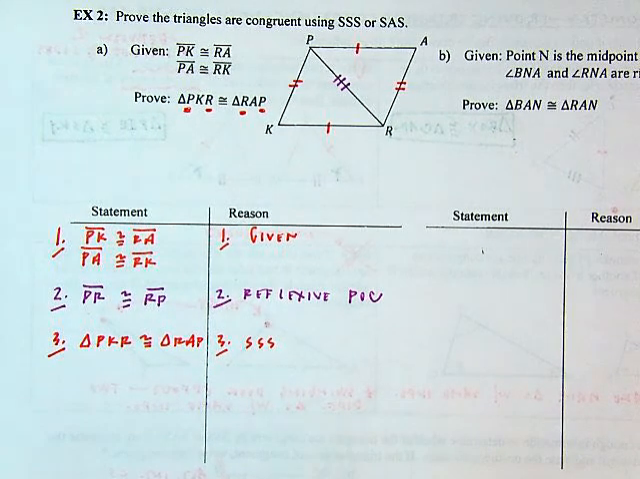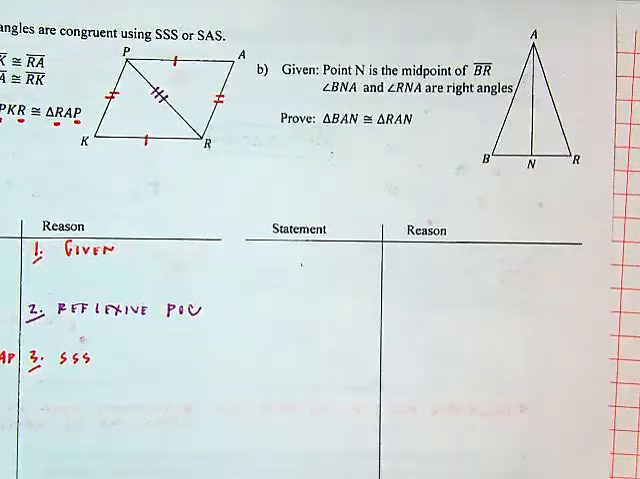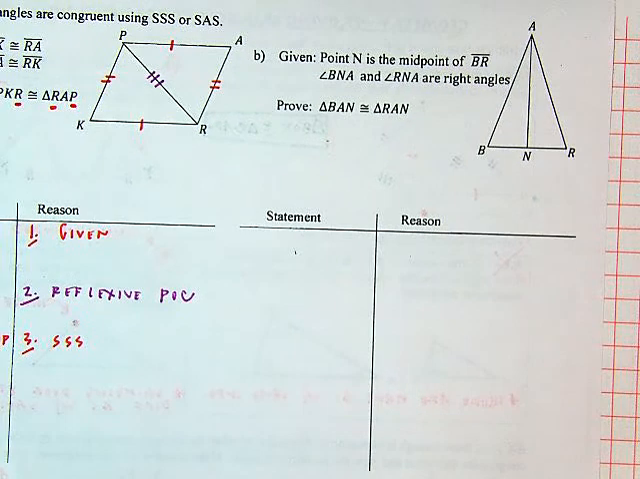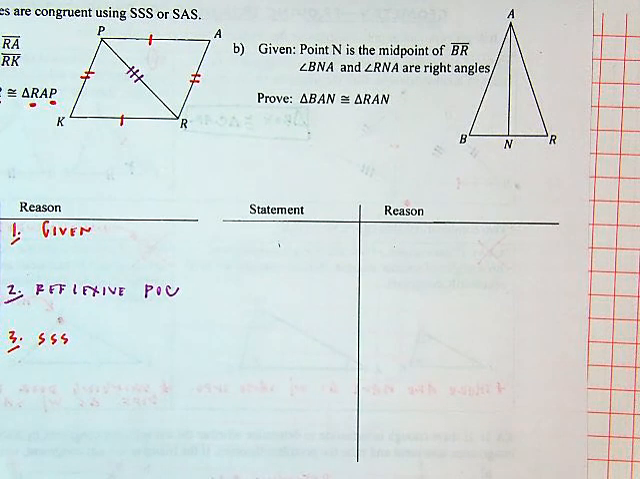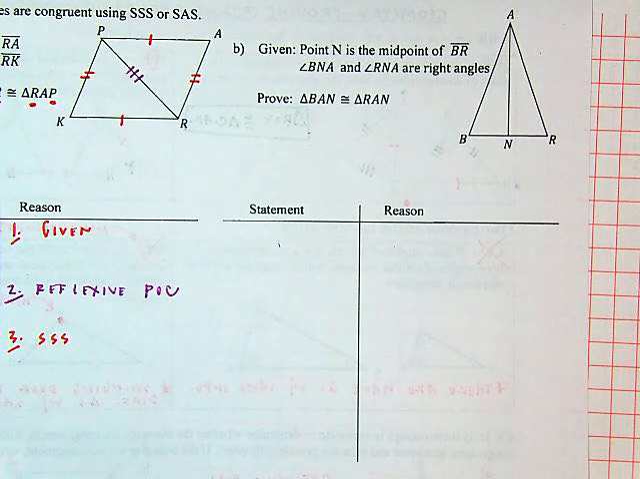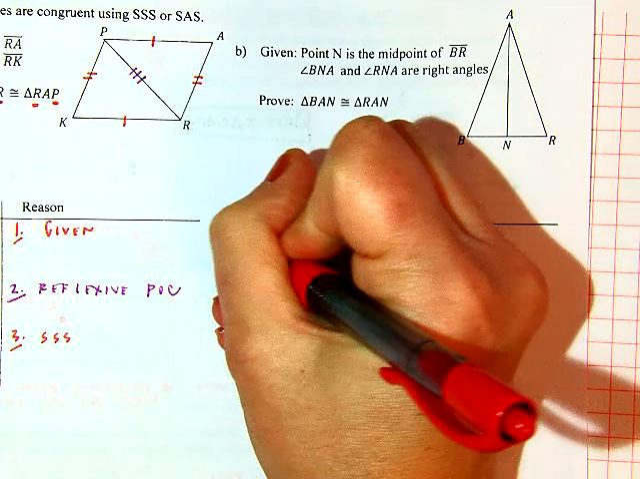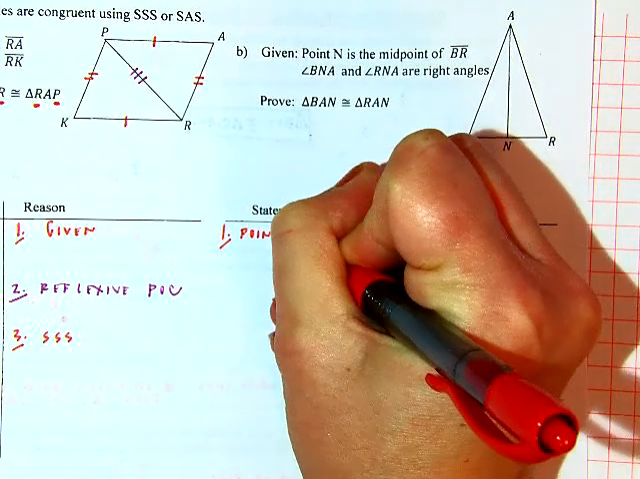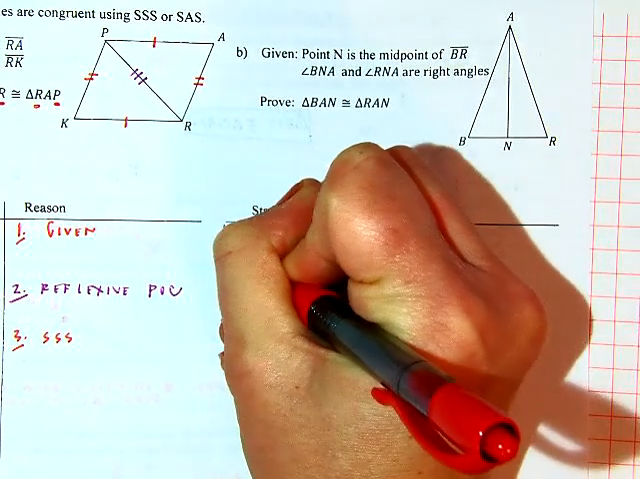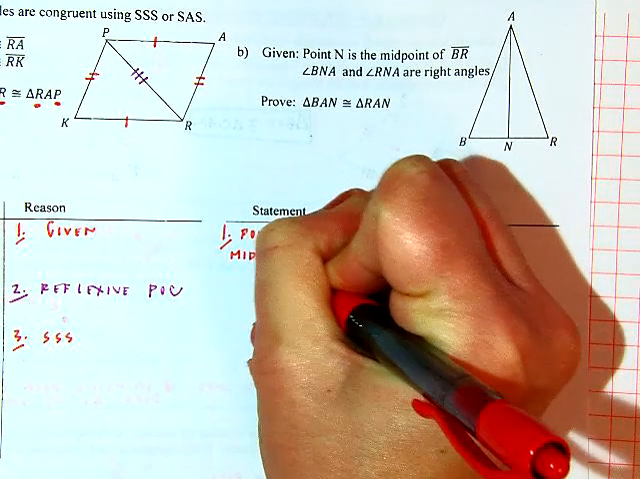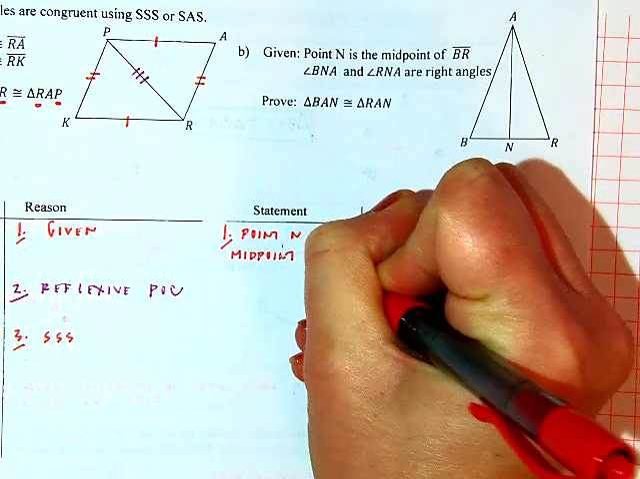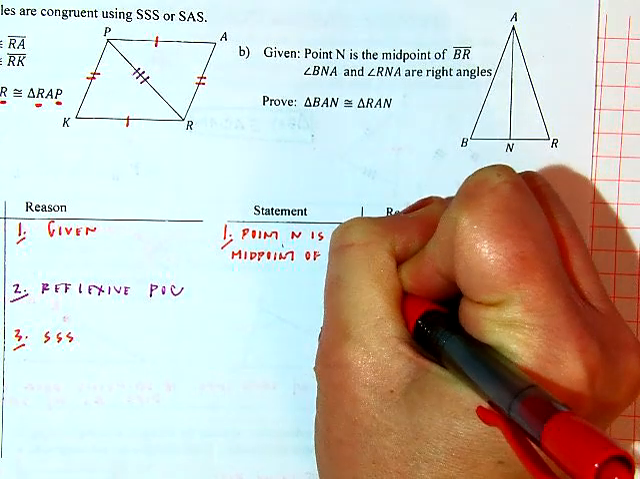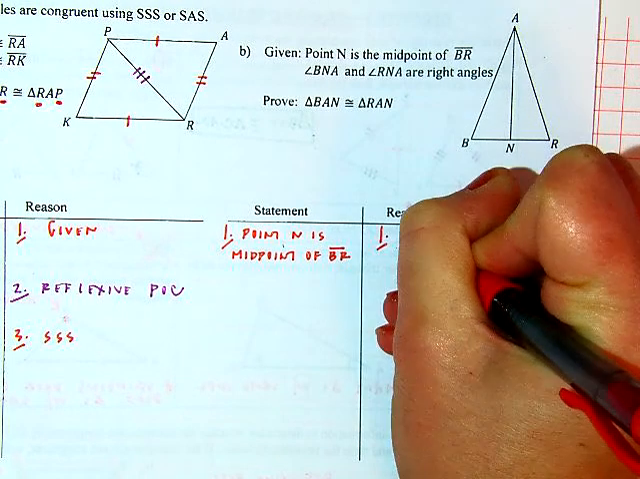All right, next one up. So here I have 2 givens. Here I will split them up because I like to see how my information builds. So I'm going to start off with that first statement. Point N is the midpoint of BR. Given.